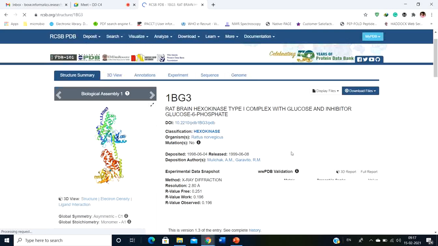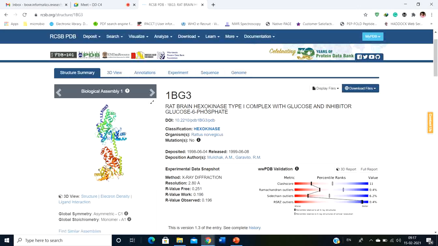So you click it here, it's first going to describe what this structure is: the rat brain hexokinase type 1 complex with glucose and inhibitor glucose 6-phosphate. Obviously, because the role of hexokinase is to convert glucose to glucose 6-phosphate. So in this case they have designed an inhibitor for glucose 6-phosphate, and they have solved the structure to show how the ligand binds to this particular hexokinase.